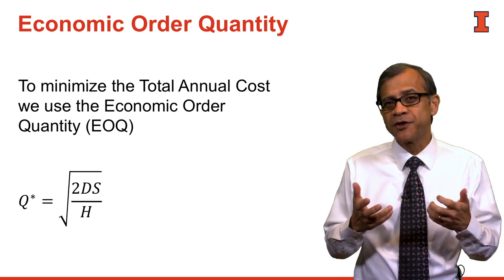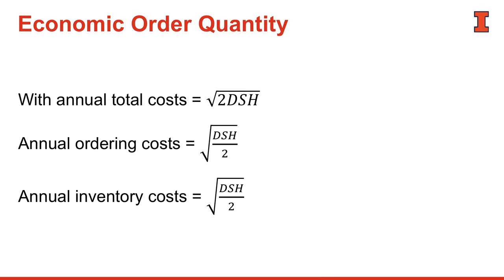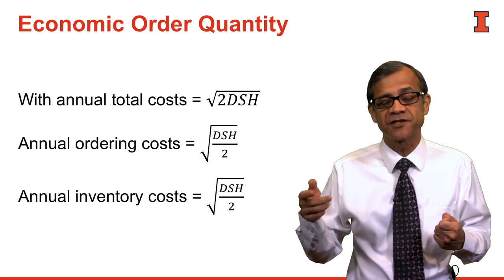Now, if I choose to use the economic order quantity, then my total annual cost, which is the lowest possible total annual cost, is given by the square root of 2 times the demand multiplied by the setup cost multiplied by the holding cost. Since the minimum is obtained where the two costs are equal, the annual ordering cost and the annual inventory cost are each half of the total annual cost, and they are given by the formulae shown there, which is the square root of D times S times H divided by 2.